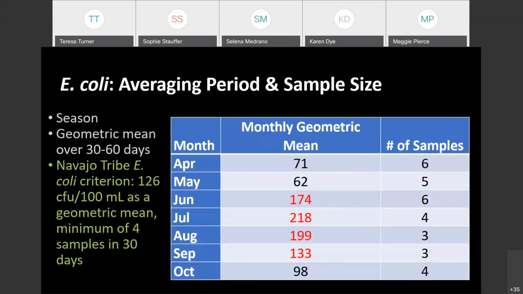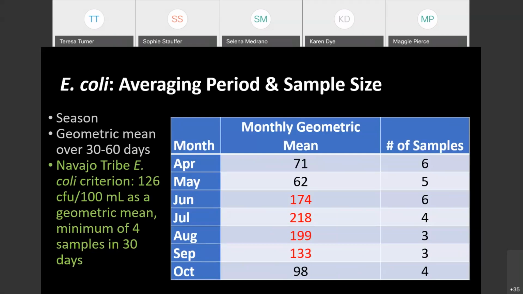On this slide, we have an example from the Navajo tribe. Their E. coli criterion is 126 colony forming units per 100 milliliters as a geometric mean, with a minimum of 4 samples in 30 days. And then it also looks like they have a recreation season specified, and it's probably April through October based on the data we have here.